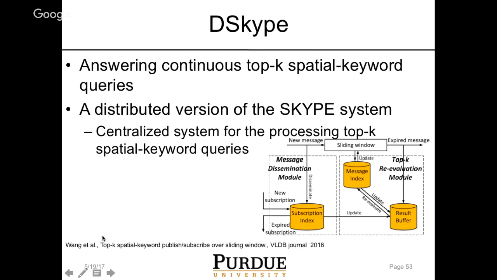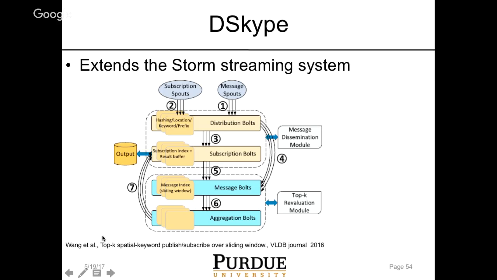However, when the number of subscriptions increases, it is no longer possible to support a high number of these queries in a centralized system. So now the DSkype system extends the Storm streaming system by splitting the centralized system into multiple layers over the Storm streaming system. The same idea here is that you will have subscription spouts or data sources and message spouts.